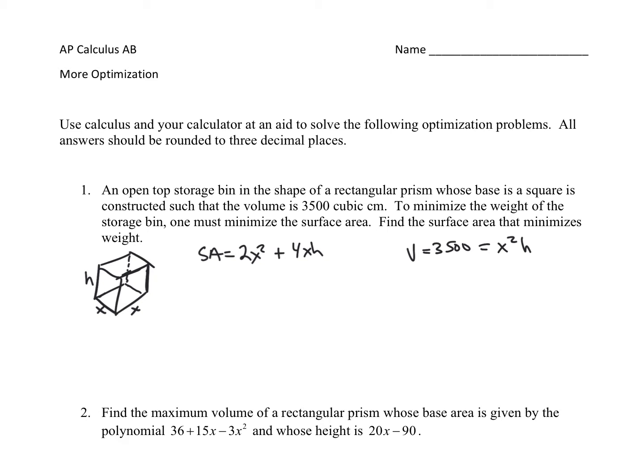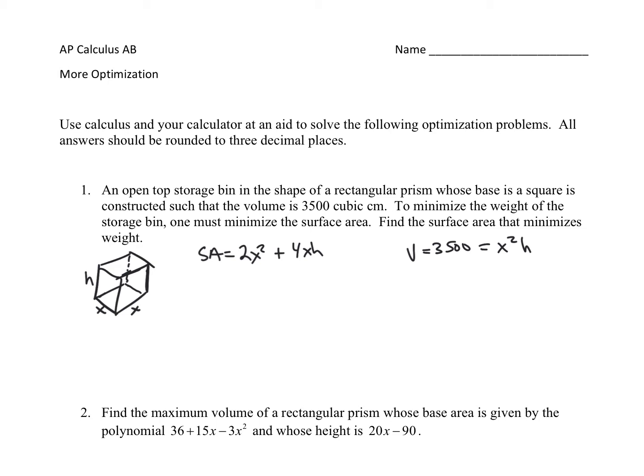So in this first problem, we've got the open top storage bin in the shape of a rectangular prism. The base is a square. So I've got the drawing here with x and x for the base, since I know it's the same size on all sides, but the height is going to be something different, so I'm calling it h. We can make a surface area equation, and we're told a couple other things. Volume is 3,500 cubic centimeters. It says to minimize the weight of the storage bin, one must minimize the surface area. So we need a surface area equation to minimize.